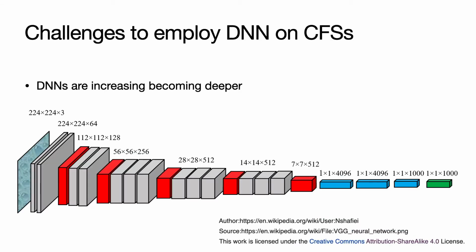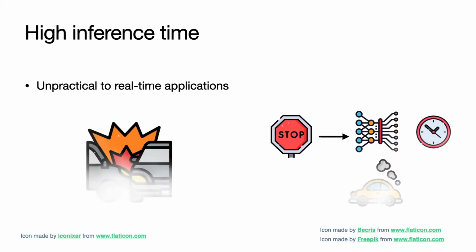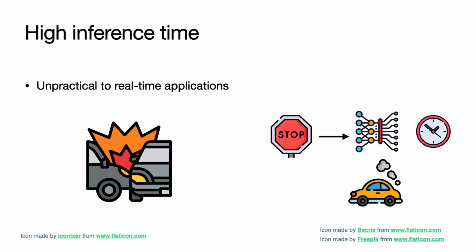However, we have some challenges to employ deep neural networks on cyber-physical systems. On the one hand, deep neural networks are increasingly becoming deeper. On the other hand, cyber-physical systems may use devices with low processing power. The low processing capacity of these devices can make the inference time impractical for real-time applications.